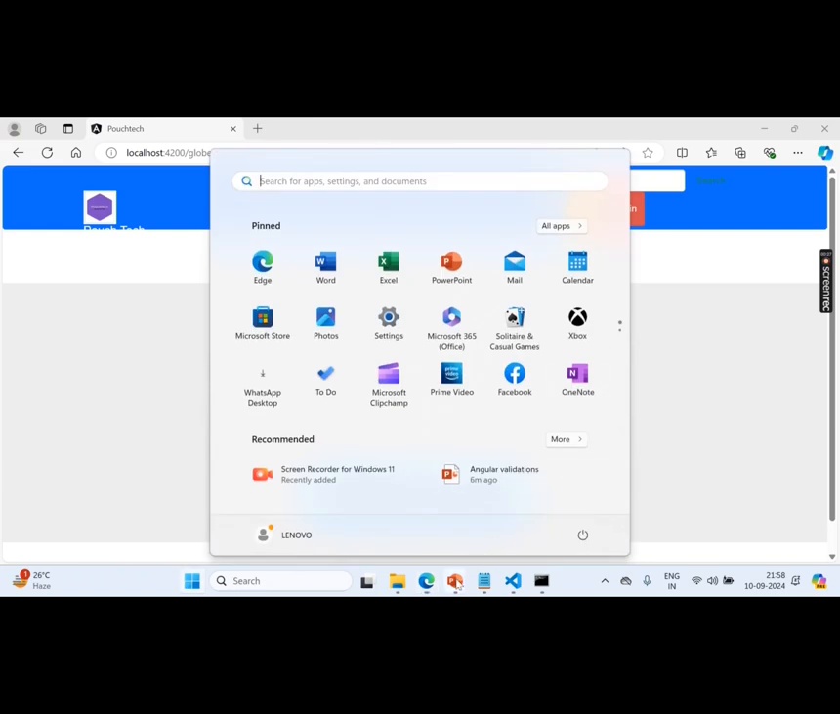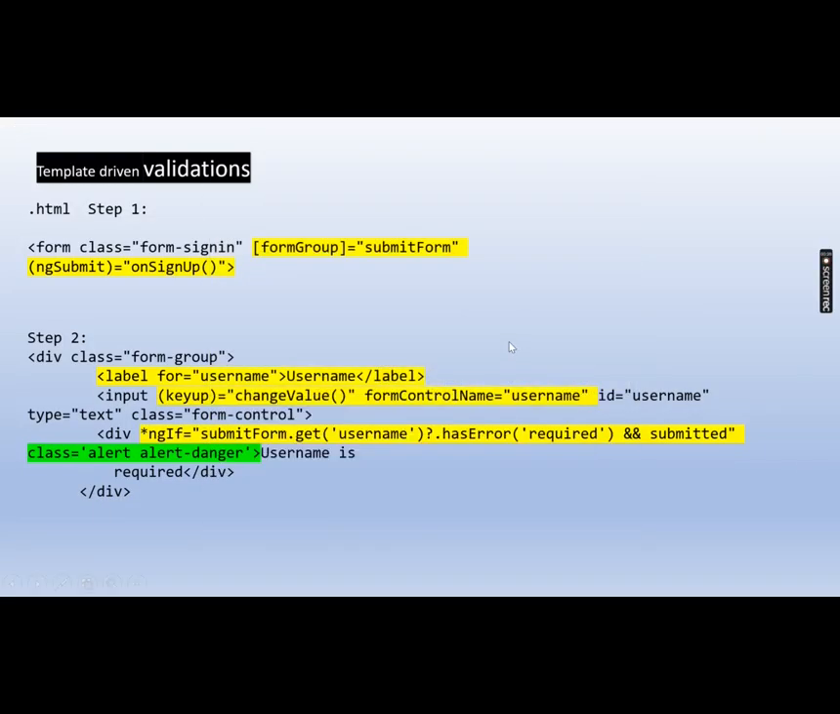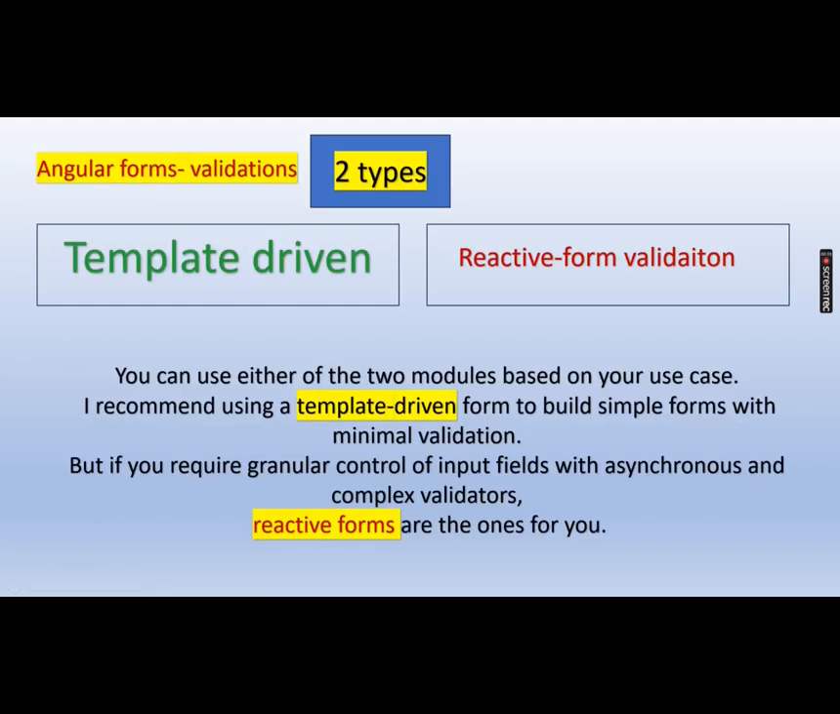Basically we need to understand what all the validations are in Angular forms. In Angular forms, validations are of two types. One is template driven, another validation type is reactive form validation. Based on these two, we can develop. Template driven validations are very minimal, basic validations. Reactive form validations are somewhat complicated, and they allow customization and some complex validations.